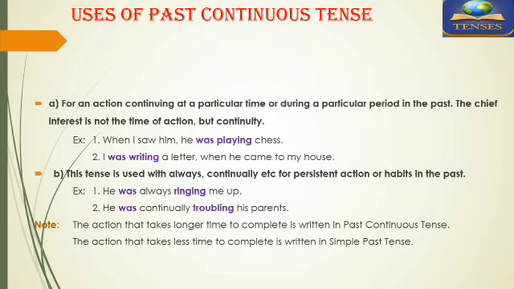Second one. I was writing a letter when he came to my house. So, already the action was over. While I was writing a letter, he came to my house. Second one. This tense is used with always, continually, etc. for persistent actions or habits in the past. For example, he was always ringing me up.